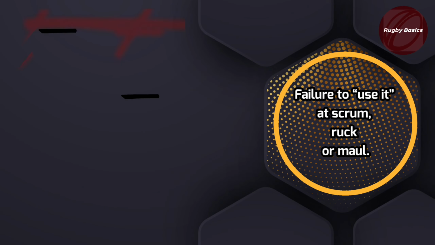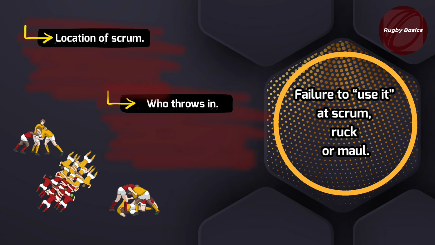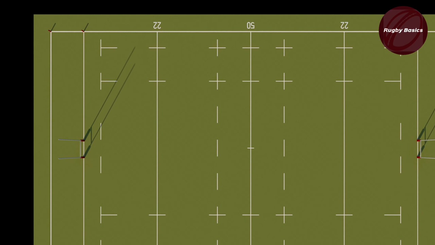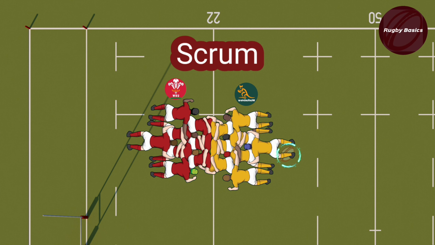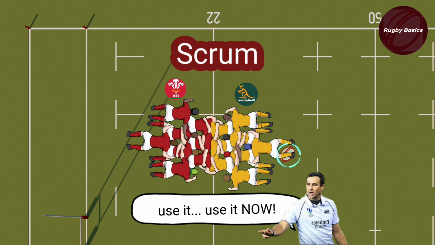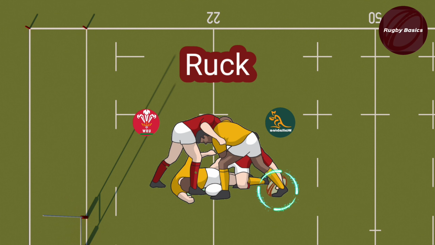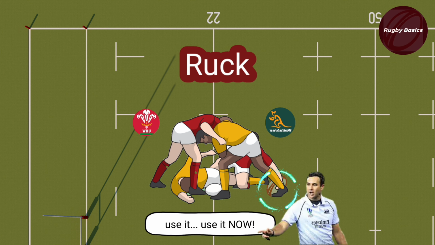A scrum can also be awarded when you fail to use the ball at a scrum, a ruck, or a maul. So when a ball becomes available at the back of the scrum, the ref will call use it. If you don't use it, the ref will stop the game and award a scrum to the opponents on the exact same mark. After a while, if you haven't used the ball and it's available at the ruck, the ref will call use it and use it now. Then you have to play the ball or a scrum will be awarded to the other team.